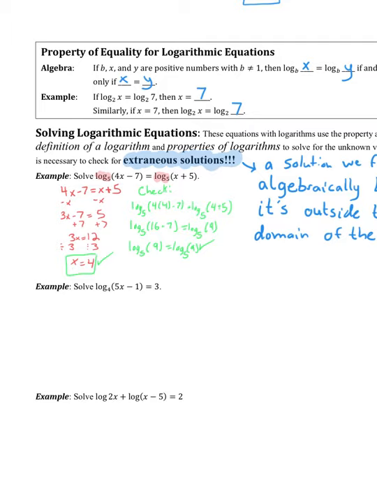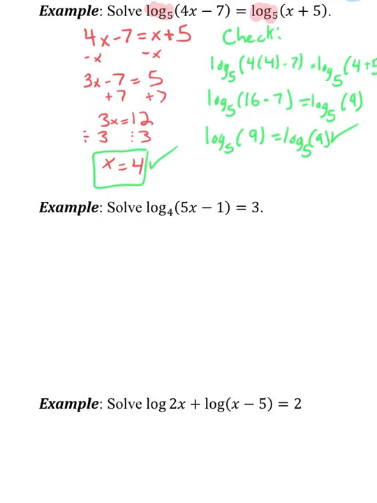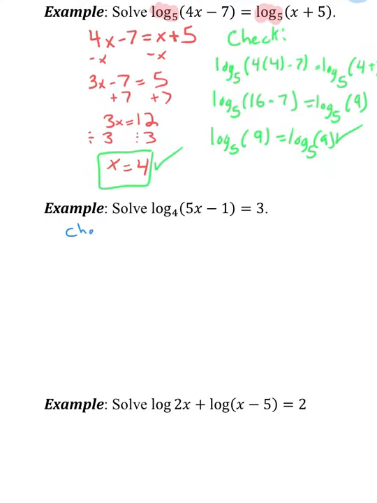Okay, let's take a look at the second example. It says log base 4 of 5x minus 1 equals 3. So this time we can't just use that property of equality for logarithms because there's only a log on one side. So what we can do is change forms. That's one possibility we can do. I'll zoom in here. Say change forms.